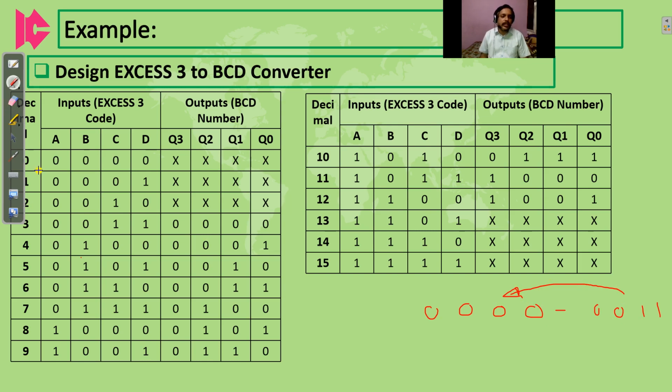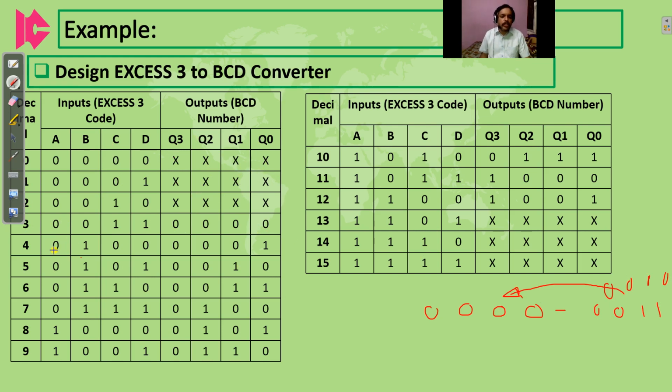Corresponding to decimal number 0, XS3 for 0 is 0000, which is not present in the XS3 code. Hence the output will be don't care. 1 is also not present in the XS3 code because XS3 code starts at 3. When the XS3 code is 3, that is 0011, the output is 0000. Otherwise the output is don't care. There are 4 outputs because a 4 digit XS3 code will represent a 4 digit BCD code. So 4 outputs and 4 inputs.